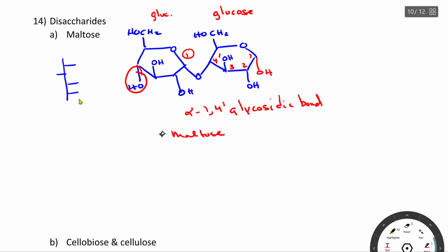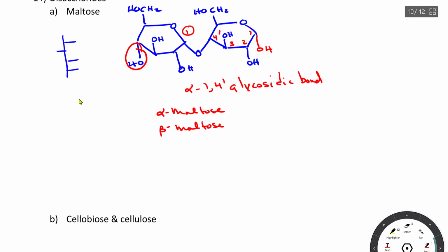But there's both alpha maltose and beta maltose. Like malted beverages, that sweet malted flavor. Anyways, that's what it is. There we go. That's the alpha form because it's pointed in the downward direction. The beta form points in the upward direction.